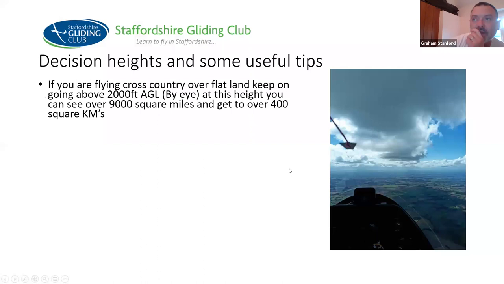So the way I view it when I'm flying cross countries, I don't even bother thinking about landing out particularly below 2,000 feet above ground level. By eye, obviously you can use your altimeter as well, but if you think about it, you fly at 2,000 feet. If you're going cross country, you should be flying QNH rather than QFE. So your altimeter is set so that you're taking into account where you took off from, so you can judge where you are.